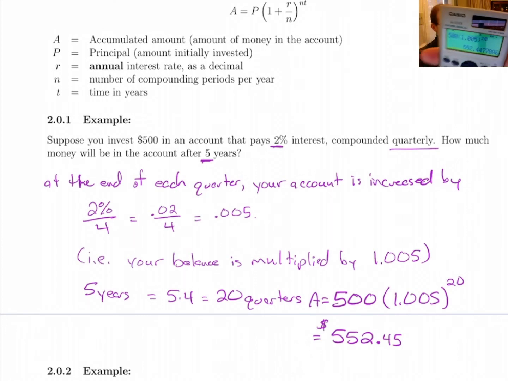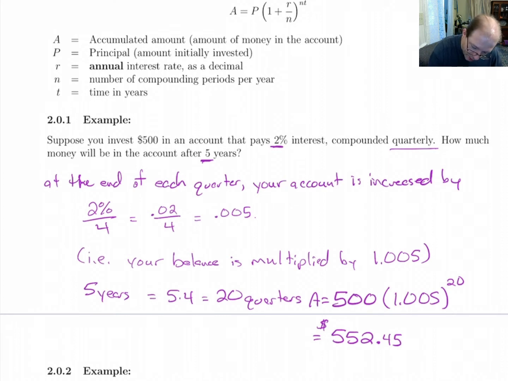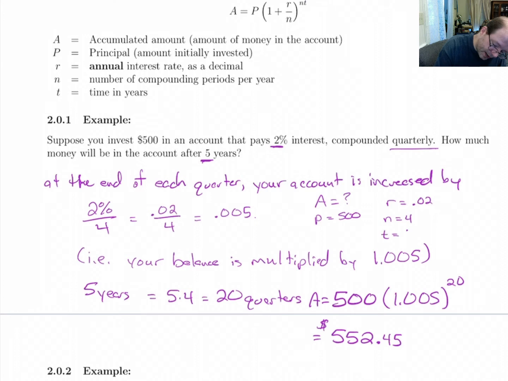I'm not sure if you can see that. But on this one, we kind of did everything manually, going in and finding the 1.005 and all that. Notice this 20 up here is, well, let's go back and label these things. In this problem, my A is what I'm looking for. My P is 500. R is 0.02, and N was 4, and T was 5. But we took all that stuff into account.